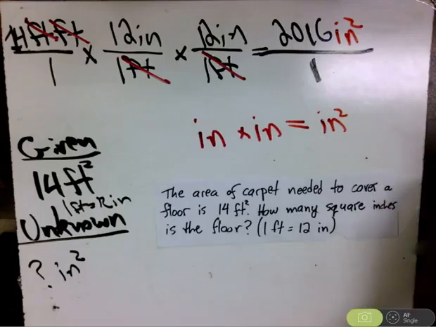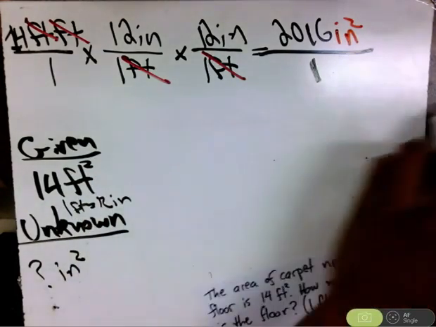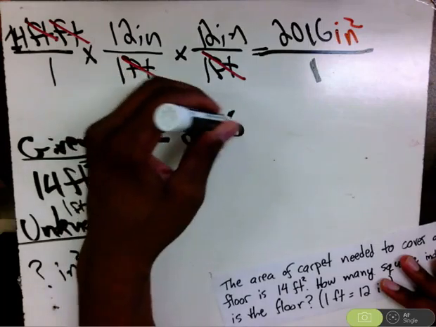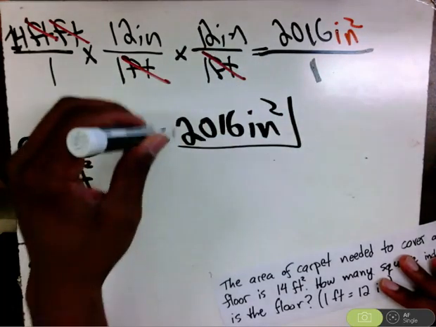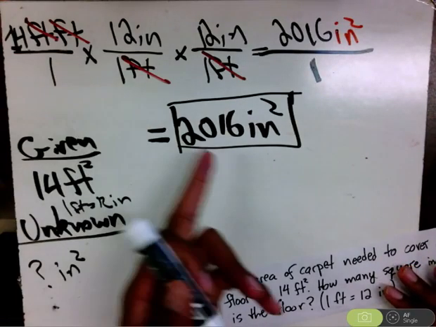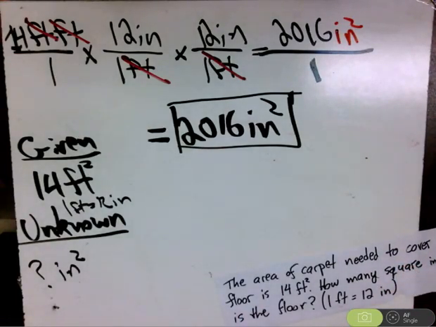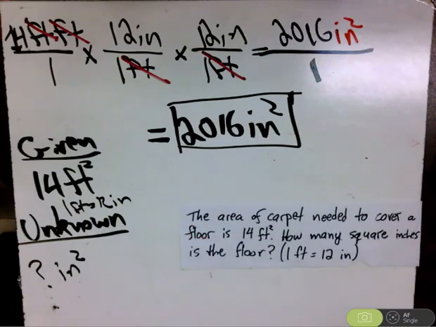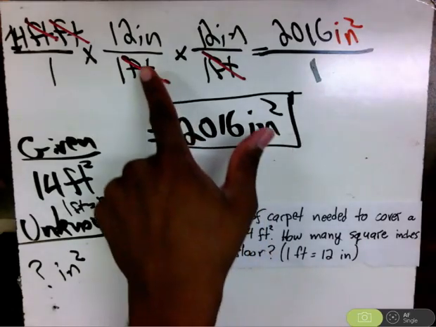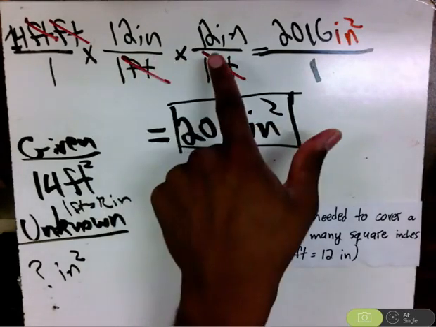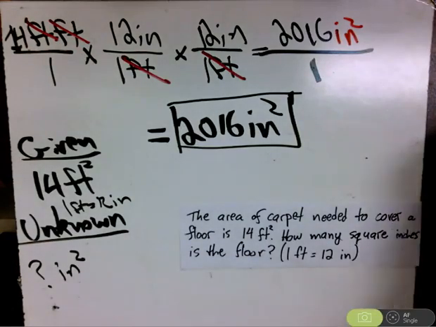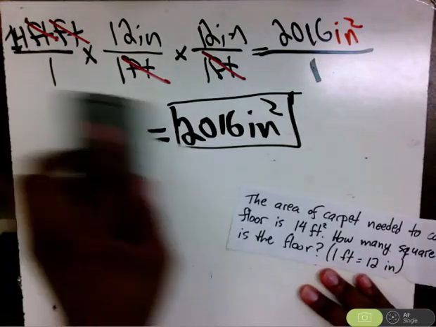And my final answer for this problem is going to be 2016 square inches. And that's how you convert 14 square feet into square inches. It's pretty much the same thing that we've been doing with dimensional analysis, except you're multiplying this conversion factor twice in order to get rid of both the feet in the numerator. Let's do another example.